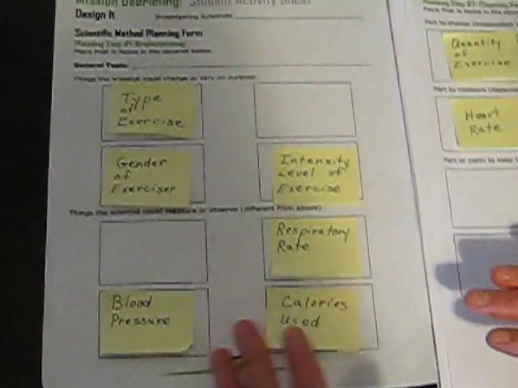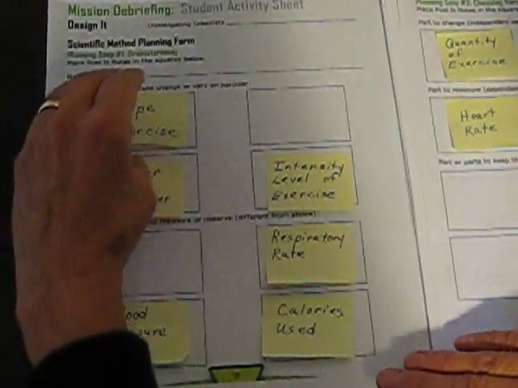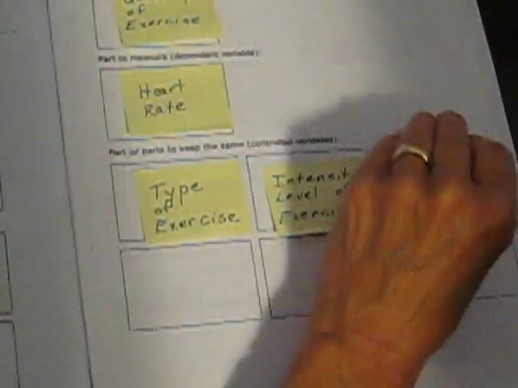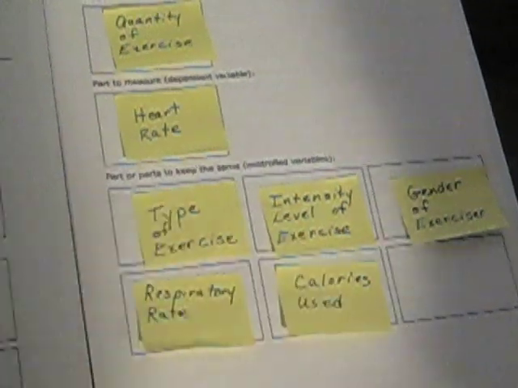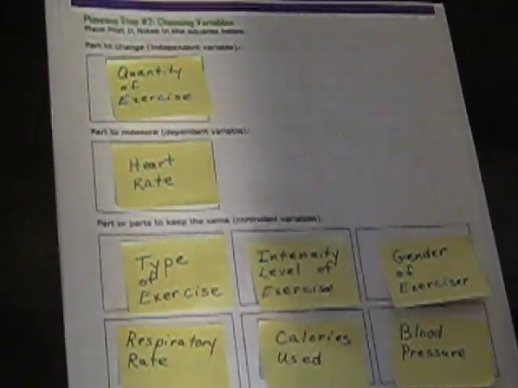But all of these others that we had, we want to make sure we try to leave those the same as much as possible. So let's take those sticky tabs and we'll put them over here in the section that we want to try to control as much as possible. And so they transfer their sticky tabs over. And that's the brainstorming section of the process.